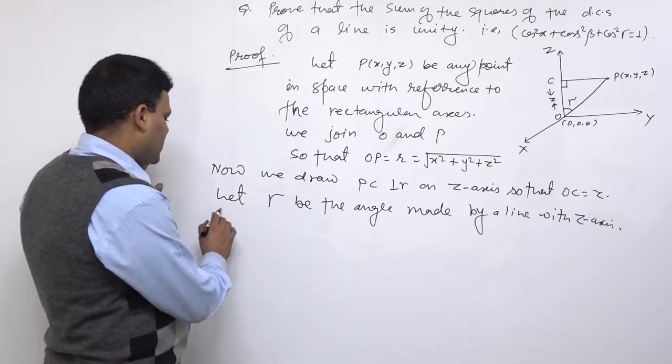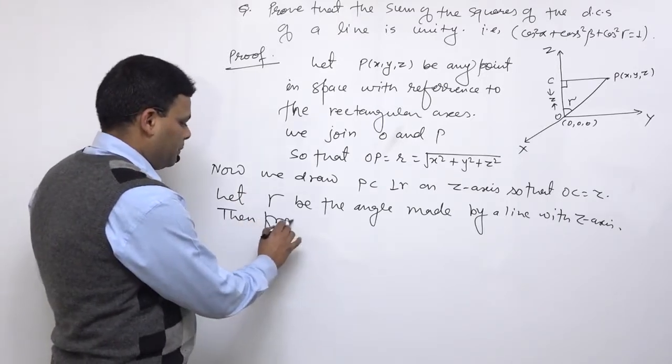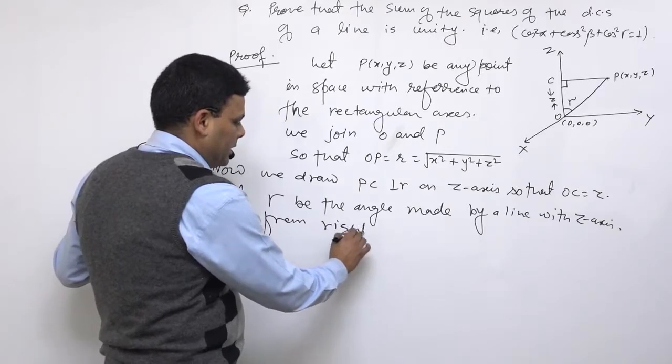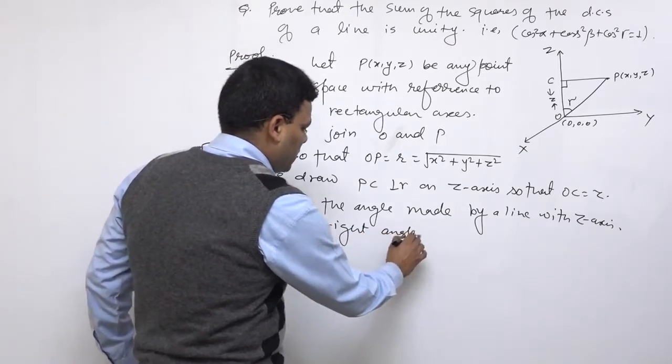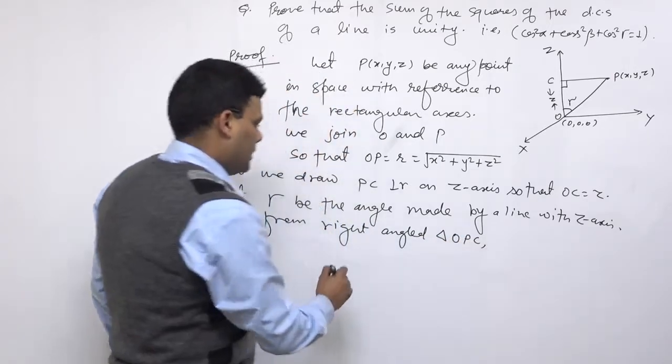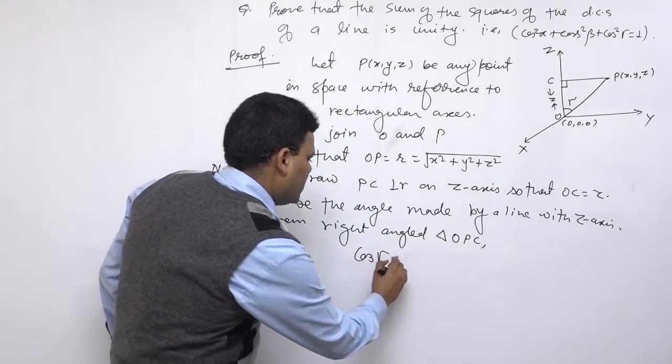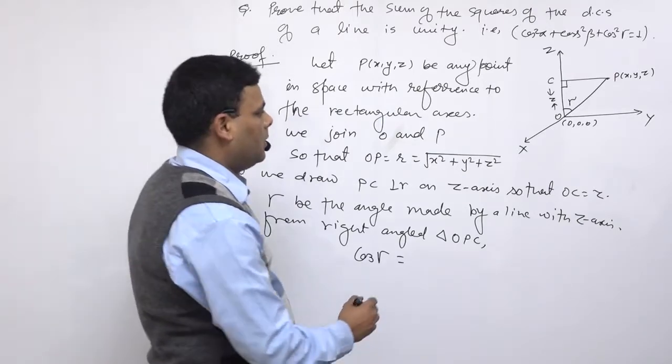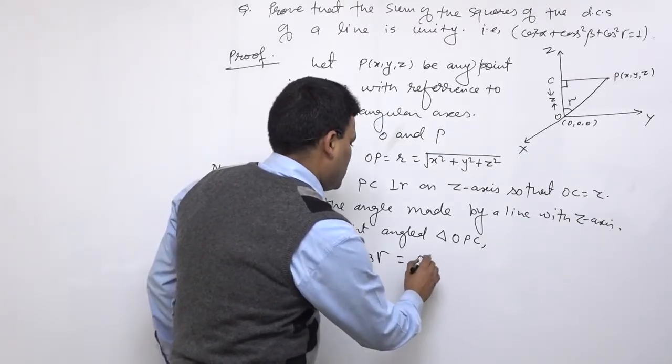Then from the right angle triangle OPC, cos gamma equals OC upon OP.